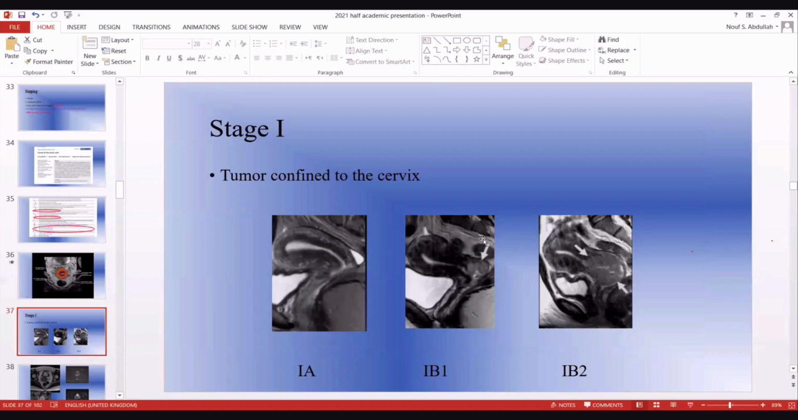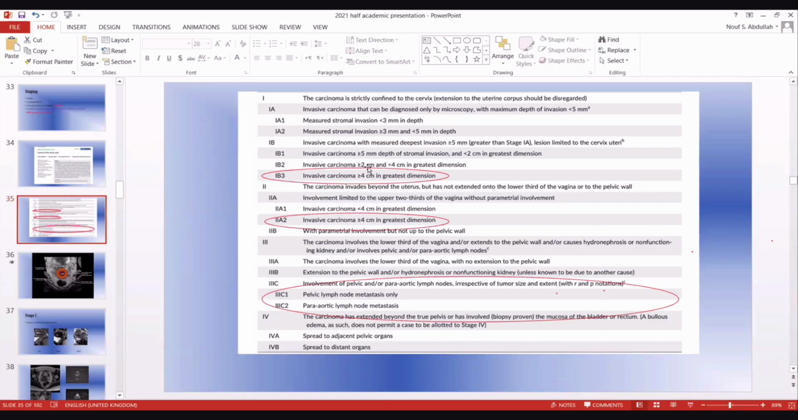So let's go back here. Here you have what looks like a completely normal uterus. You have a normal endometrium, you have a normal endocervical gland, you have a normal stroma, there's nothing. So I can't call anything. But if the pathology comes back positive, then we're dealing with stage 1A. Stage 1B, when you have a cancer, you remember here 1B1 and 1B2. If it's 1B2, this cancer is between 2 and 4 centimeters, very important.